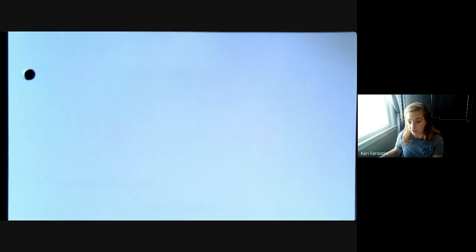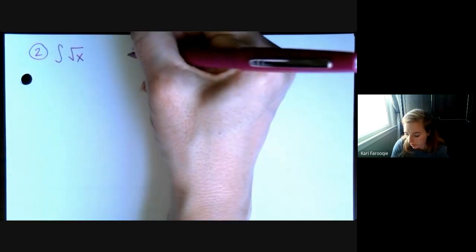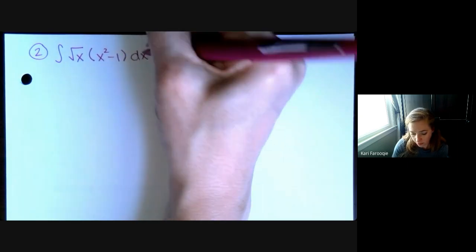I have some more examples for you. Of course I do. I'm going to put 3 examples on this page so that you have an idea of how your spacing needs to go. All right, the first one, and these are all illustrating really important concepts. This one is the integral of the square root of x times the quantity x squared minus 1 dx.